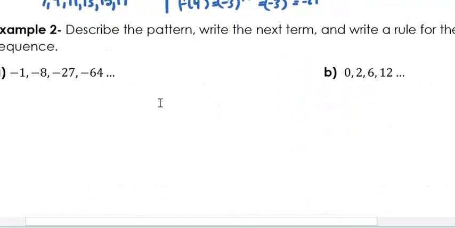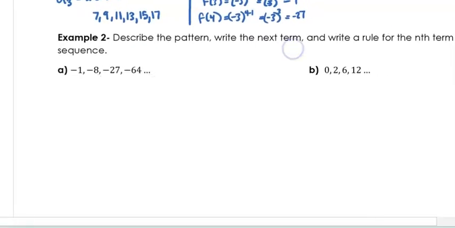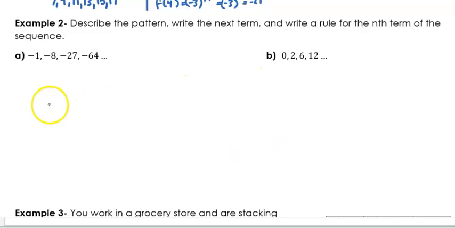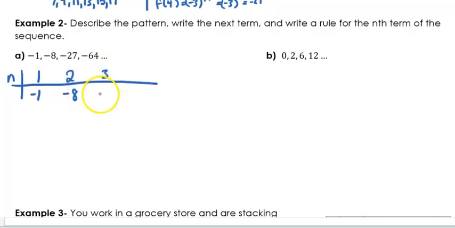Okay. Example 2 says, describe the pattern, write the next term, and then write a rule for finding the nth term of the sequence. So we're looking for a pattern here. When I'm looking for a pattern, kind of how I think about it is I think about the first term is -1. This is n, which is like first term. The second term is -8. The third term is -27. The fourth term is -64, and so on.